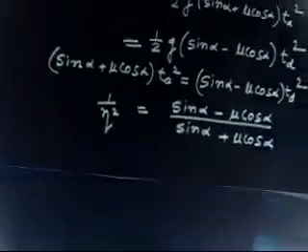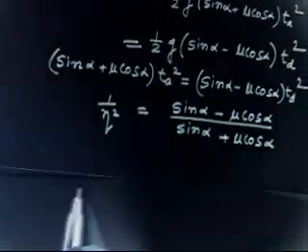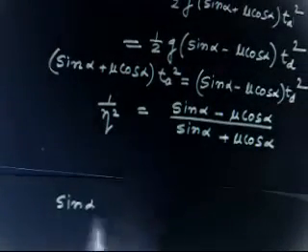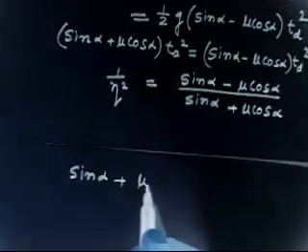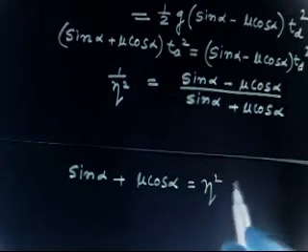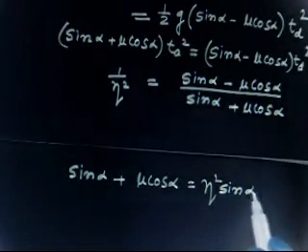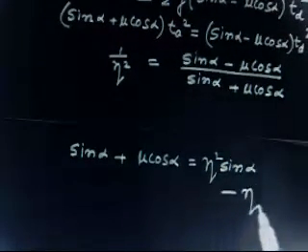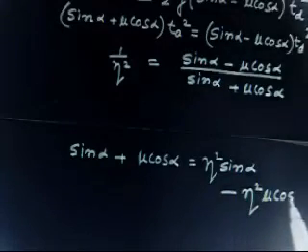So you have to solve for mu here. Let me solve for mu. If we multiply this side, you will have sine alpha plus mu cos alpha equals eta square sine alpha minus eta square mu cos alpha.